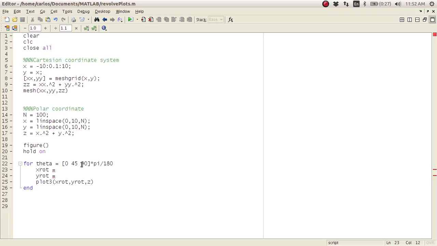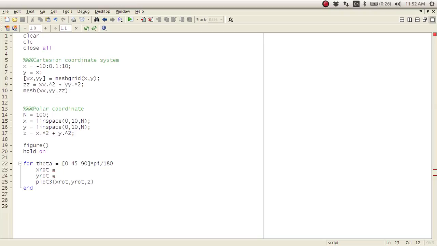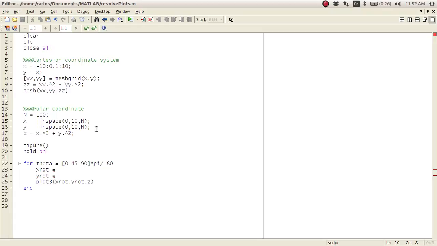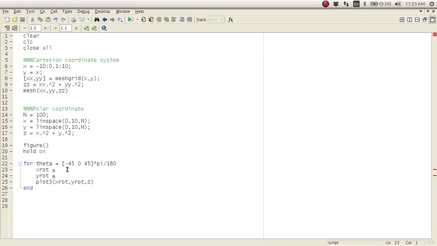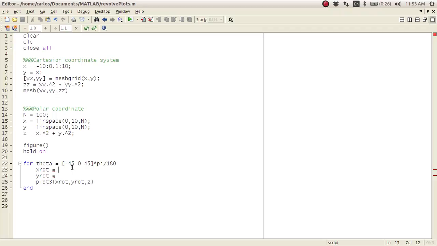If I take a look, the ray that went out here was really at 0. So it's really more like minus 45, 0, and then 45. That's how I want to rotate this curve here. And so this is a standard 2D transformation, and you may have learned this in 2D dynamics.